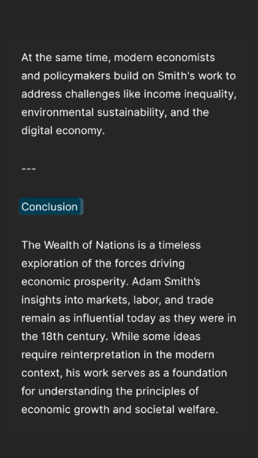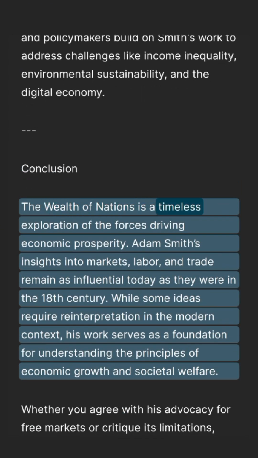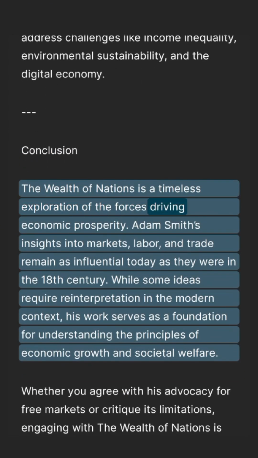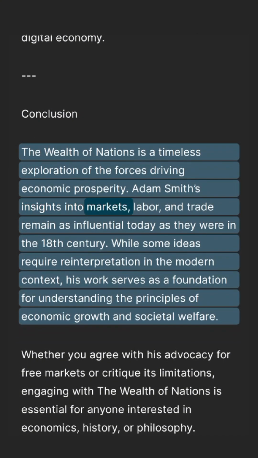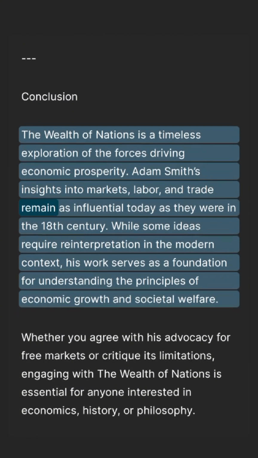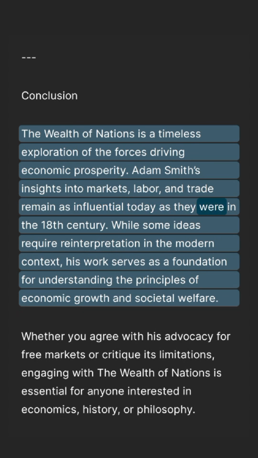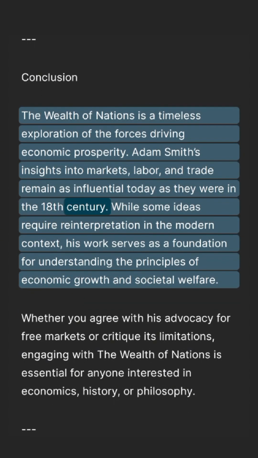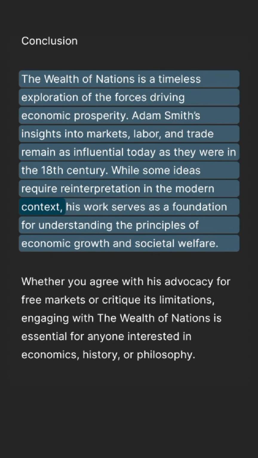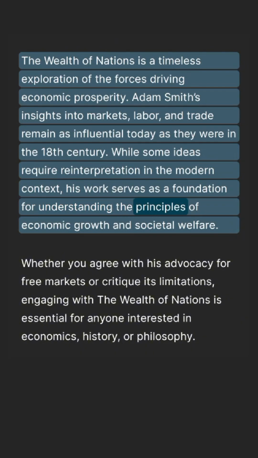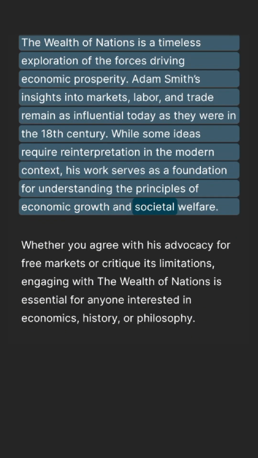Conclusion. The Wealth of Nations is a timeless exploration of the forces driving economic prosperity. Adam Smith's insights into markets, labor, and trade remain as influential today as they were in the 18th century. While some ideas require reinterpretation in the modern context, his work serves as a foundation for understanding the principles of economic growth and societal welfare.